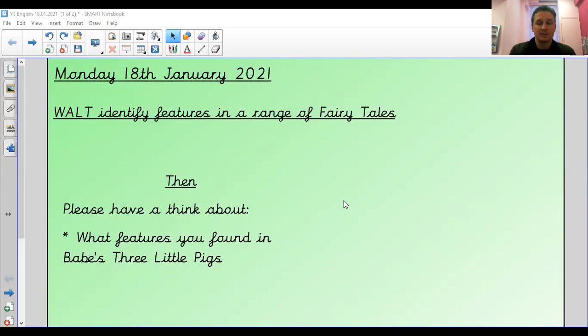We're going to start an activity today and we're going to finish it tomorrow. In total, we're going to be looking at 4 different fairy tales, 2 today and 2 tomorrow.